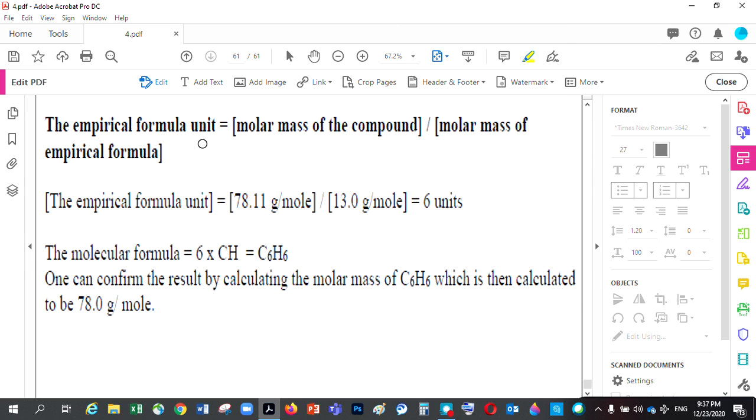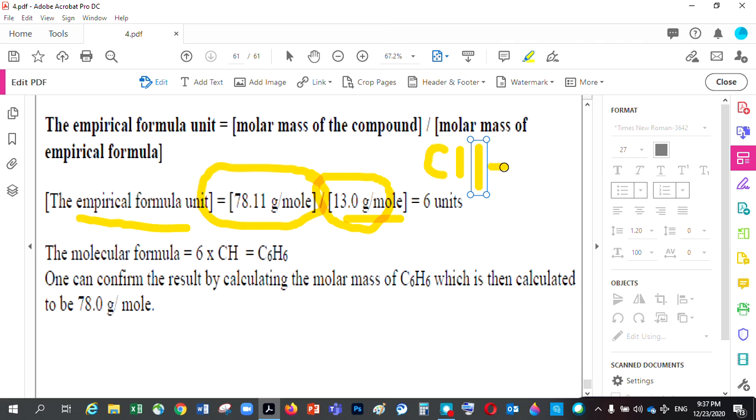Now let's look at this. If you recall from the previous part of the chapter, we take the molar mass of the whole molecule divided by 13 gram per mole. From where is the 13 gram per mole? Well, this is C1H1, correct? C here is 12, and hydrogen is 1. So you add them up, that makes 13.